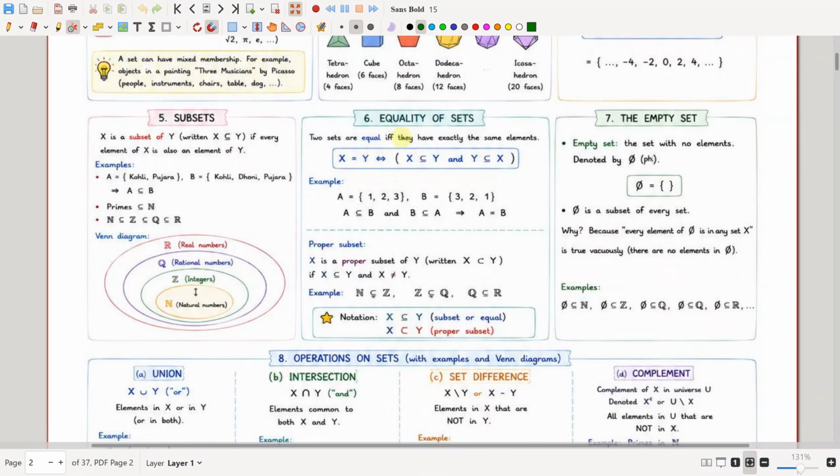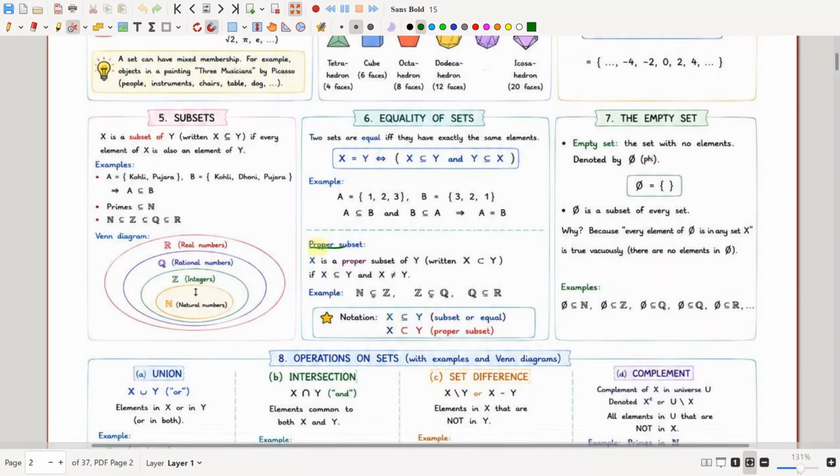Okay, and we will be calling two sets as equal if and only if they have the exact same elements. See here, for example, A is equal to {1, 2, 3} and B is equal to {1, 2, 3}. Here, A is contained in B and B is contained in A, right? Which means A is equal to B. Okay, see, A is contained in B and B is contained in A, which implies A is equal to B.